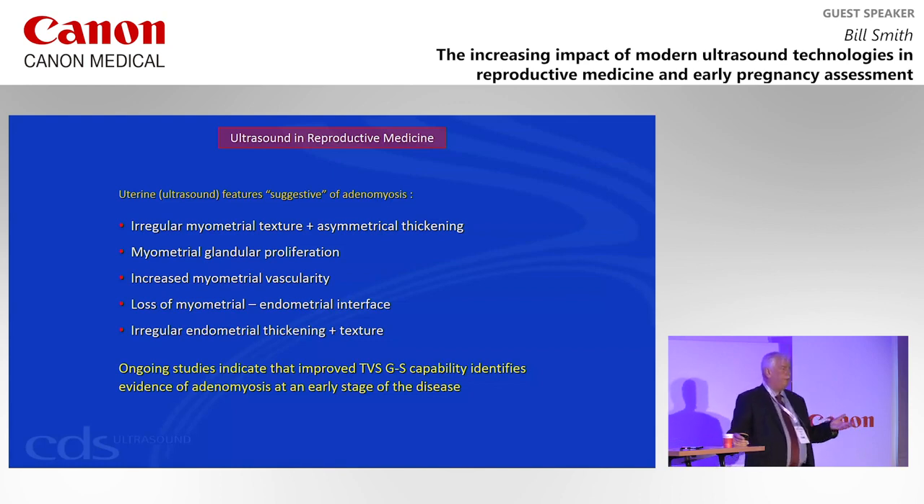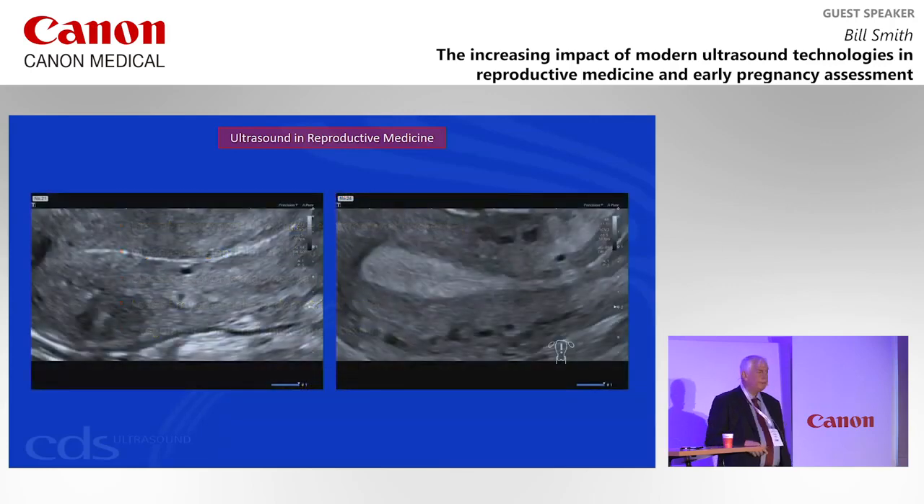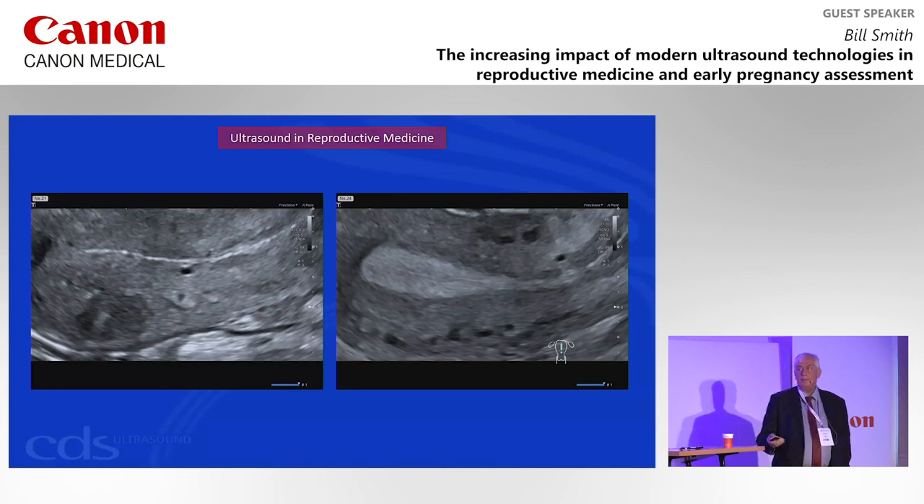Secondly, it's a way of telling us that the patient has endometriosis in the absence of any endometrioma on the ovary or any nodules within the pelvis. And certainly the kind of grayscale that we want from our systems is able to tell us whether patients have adenomyosis at a very, very early stage.